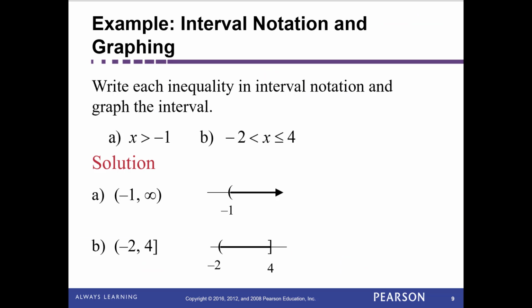Example, interval notation and graphing. Write each inequality in interval notation and graph the interval. And we're going to be overachievers here. I'm even going to put it in set notation. So I've got this value here, x is greater than -1. The way I like to do it is I like to make a number line first. I'm going to draw my own number line, all right? So here I have my number line, here's 0, here's -1, I have an open circle, and the arrow's going that direction. And that's what you see right there.